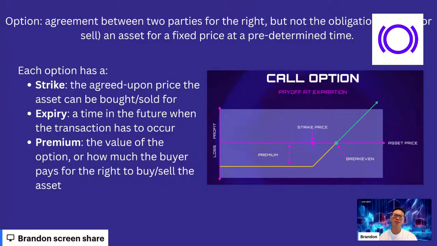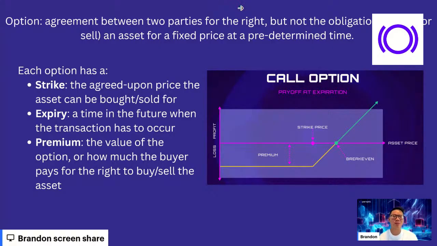An option is an agreement between two parties for the right, but not the obligation, to either buy or sell an asset for a fixed price at a predetermined time. Yeah, that's a lot of words. So let's break it down this way. Let's say I have, what should we use? A tungsten cube. I don't know what the going price is, I'm sorry, I have no idea. But let's say I want to sell you my tungsten cube in the future.